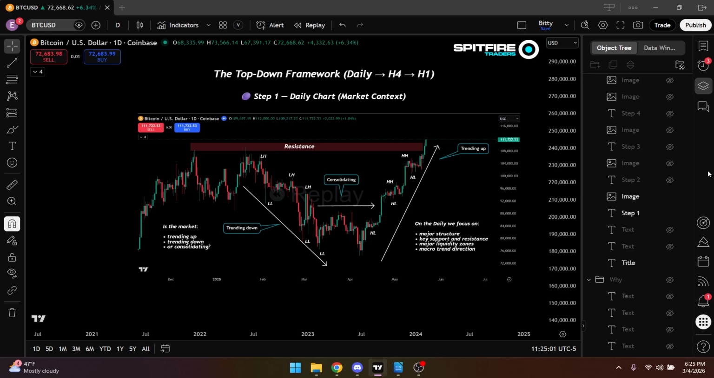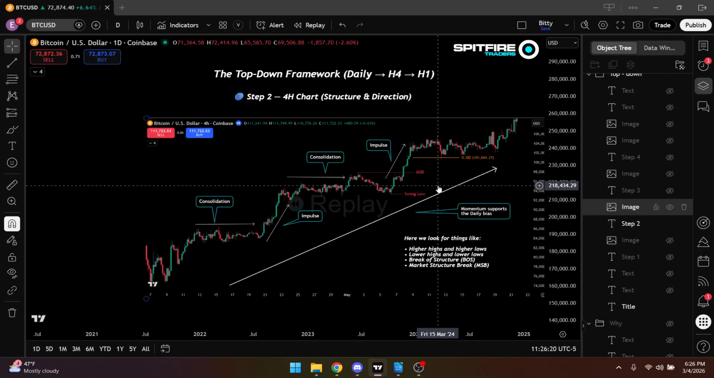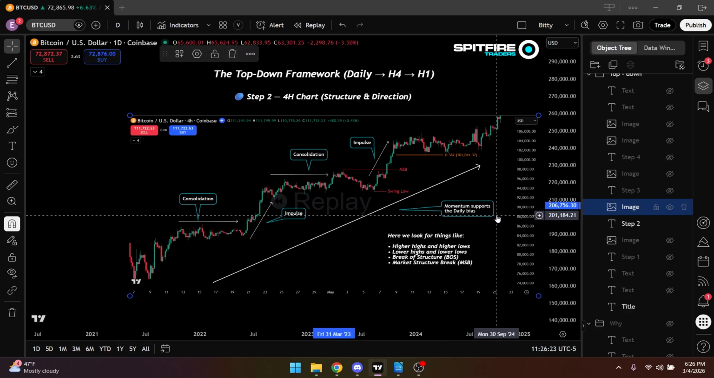Is the market trending up, down, or consolidating? On the daily, we are looking for major structure, key support and resistance levels, major liquidity zones, and macro trend direction. This time frame gives us the big picture bias. We are not looking for entries here. We are defining the battlefield. Next, we move on the 4-hour chart. This is where we analyze the market structure more closely.